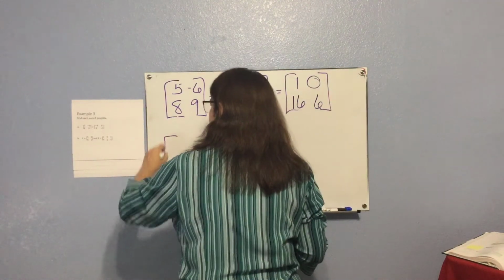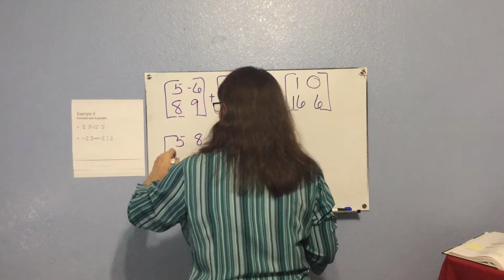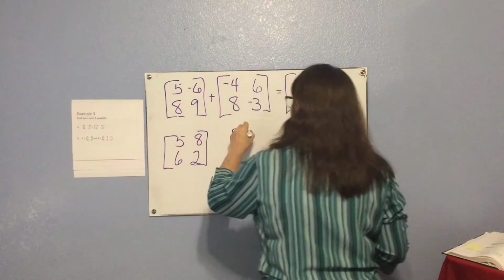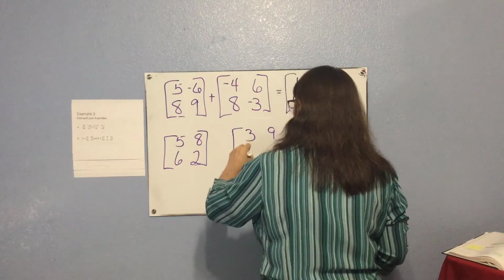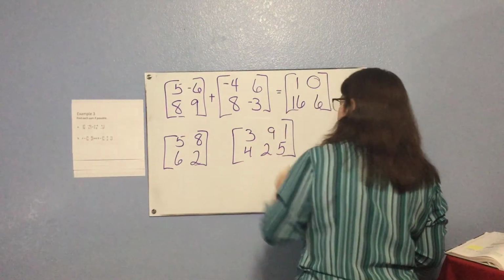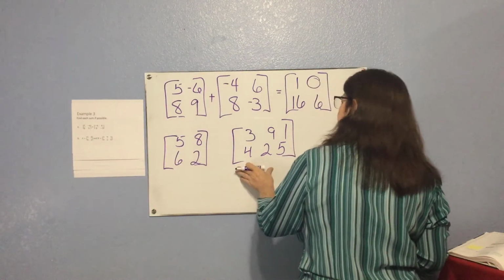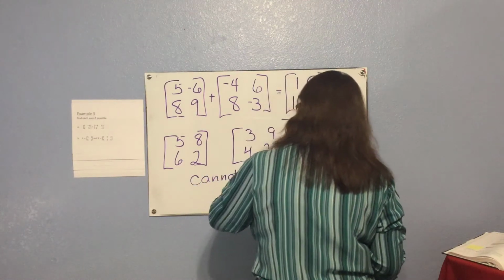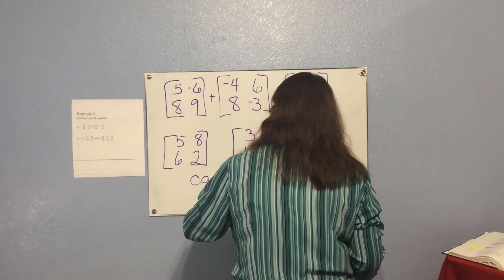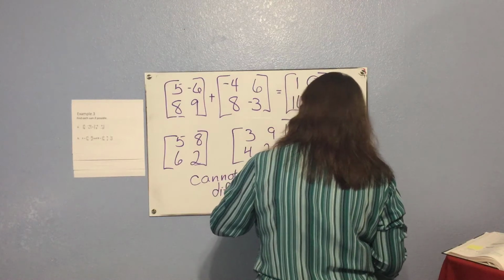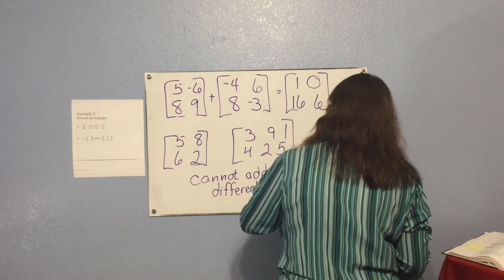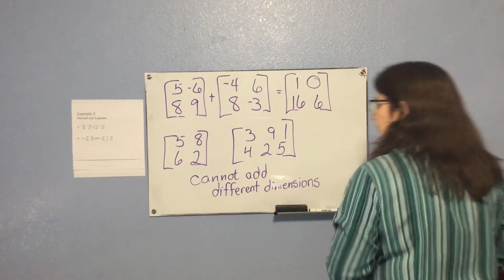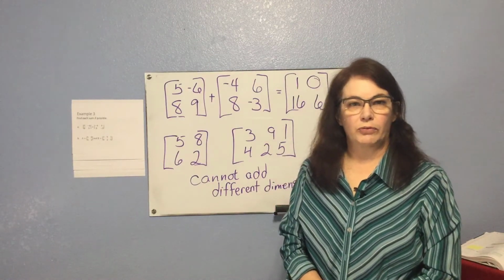If I had these two matrices, I can see this is a 2 by 2 matrix, this is a 2 by 3 matrix, and we cannot add because there are different dimensions. Pause the video now and work on checkpoint 4.